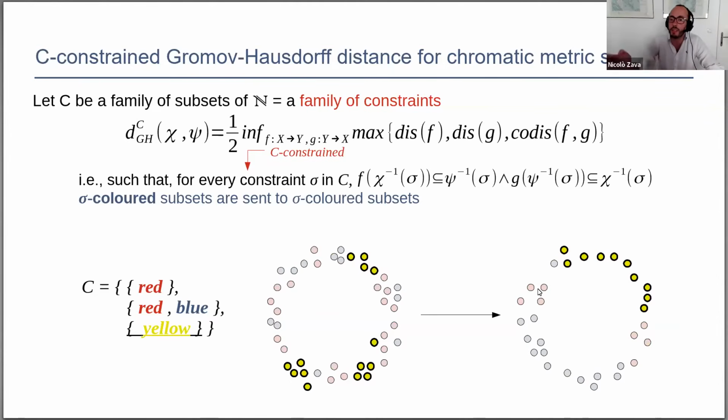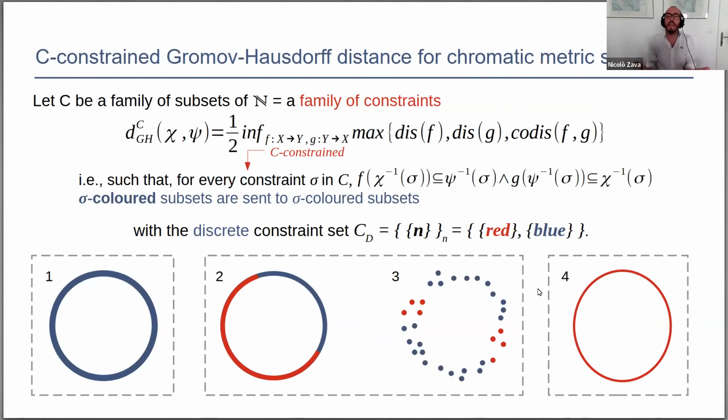And third, yellow must go to yellow. So we can play with this family of constraints. Different families of constraints may be applicable in different scenarios, and may force different kinds of behaviors. If you start with the discrete constraint set, which has all the singletons, so all the colors must be preserved, you recover the naive definition that I provided at the beginning, the first attempt, as I called it. So 2 and 3 are not comparable with 1 and 4.